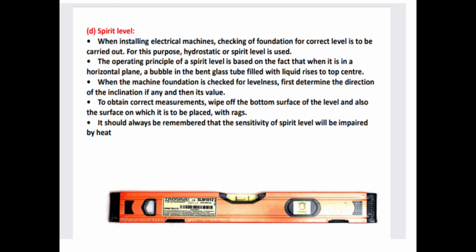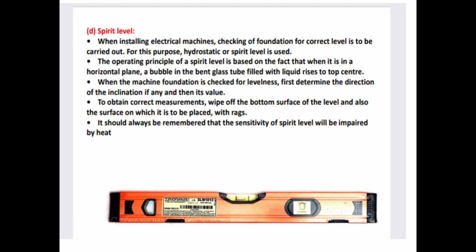And the fourth is the spirit level. It is used for the machine foundation. When installing electrical machines, checking the foundation for correct level is to be carried out. For this purpose, a hydrostatic or spirit level is used. The operating principle of a spirit level is based on the fact that when it is in a horizontal plane, a bubble in the bent glass tube filled with liquid rises to the top center.